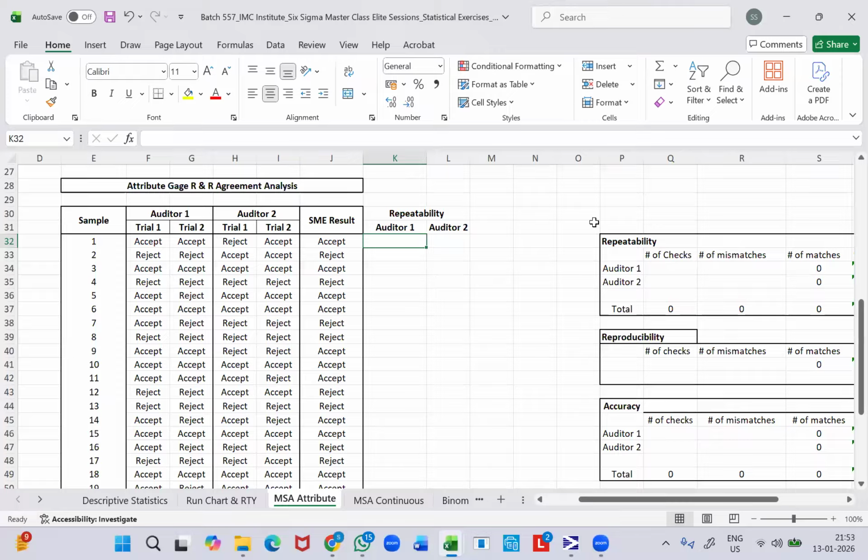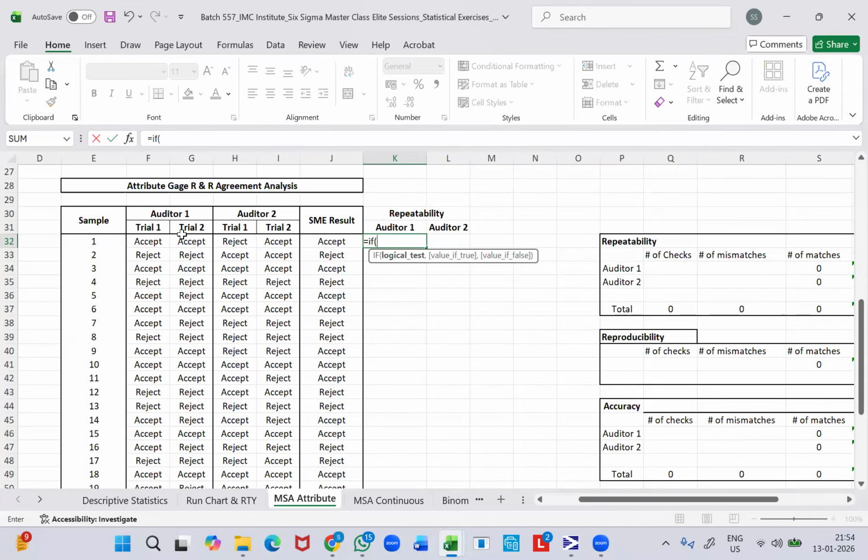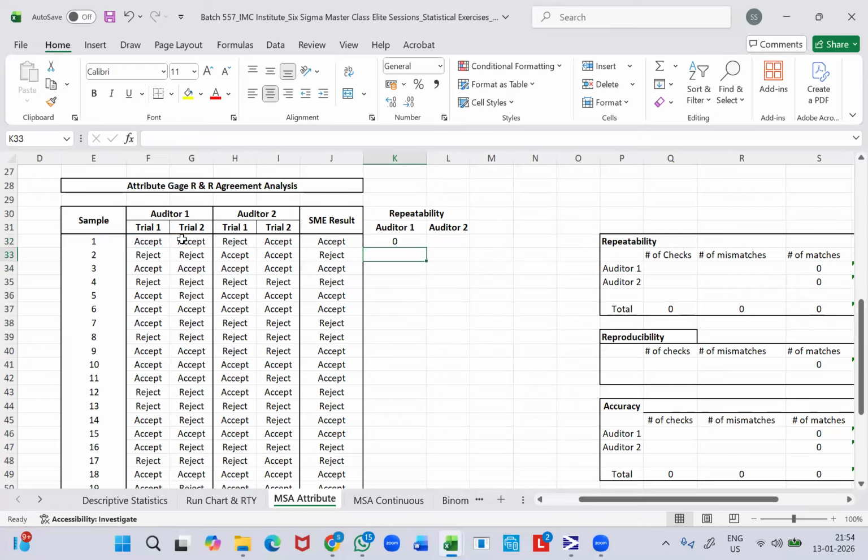So this is nothing but your IF formula and IF AND formula. That's it. These are the formulas that I'm going to use in Excel to perform the calculations. For auditor 1, if the trial 1 result for a particular sample unit is equal to the trial 2 result, so both results are the same, then count it as 0 because we need the mismatch count. If there is any deviation, then count it as 1. Close the bracket. For auditor 1, sample number 1, both trial results are the same, so that is why it has counted as 0.